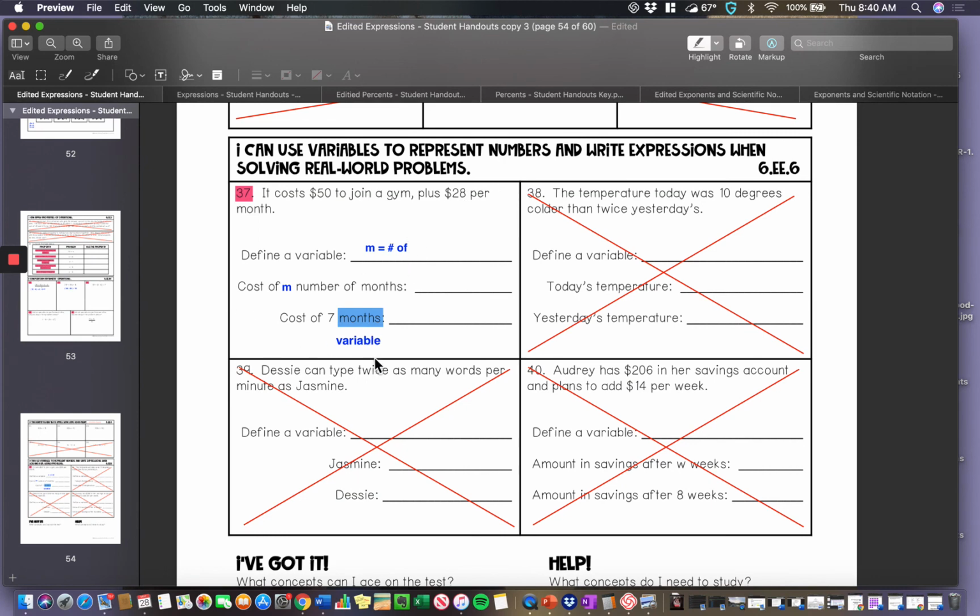Now what do we not know? We don't know how many months we're going to be doing the gym for. But we do know that it's going to be $28 for every month. So if we have 7 months, it'll end up being $28 times the 7 months plus the $50 to join the gym.